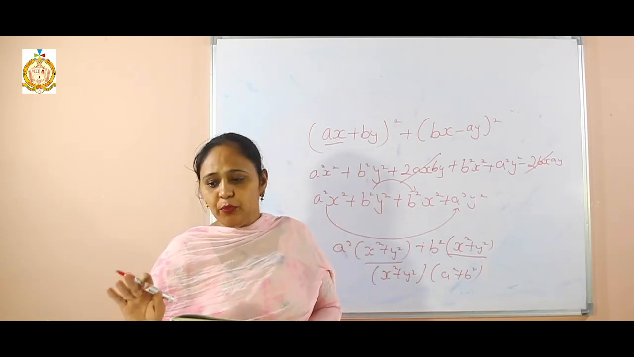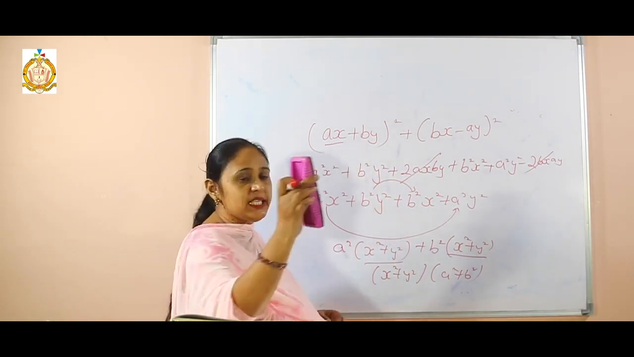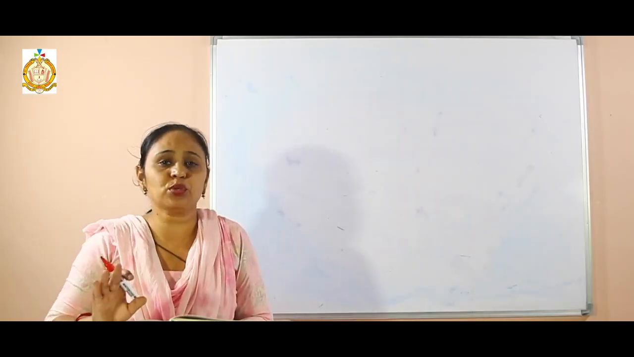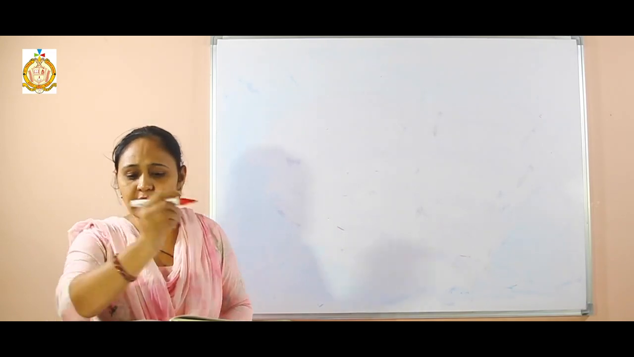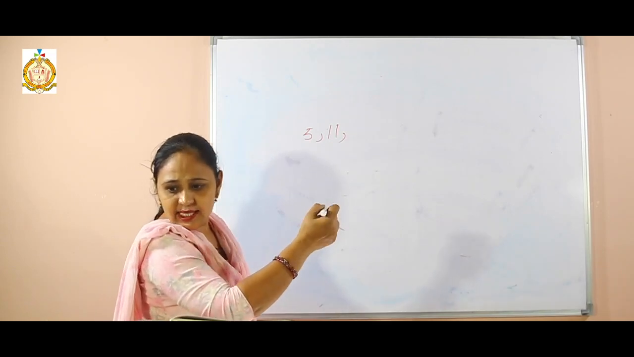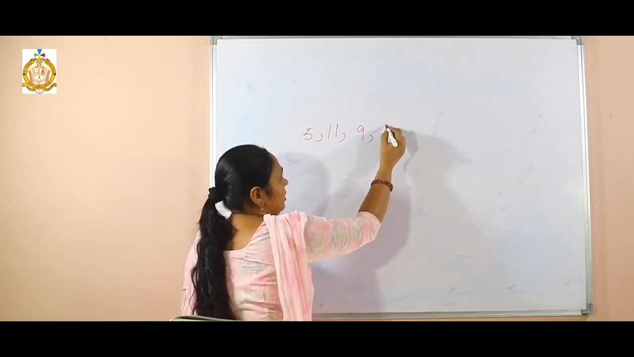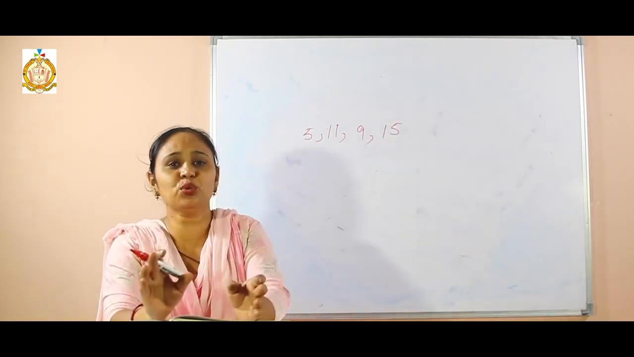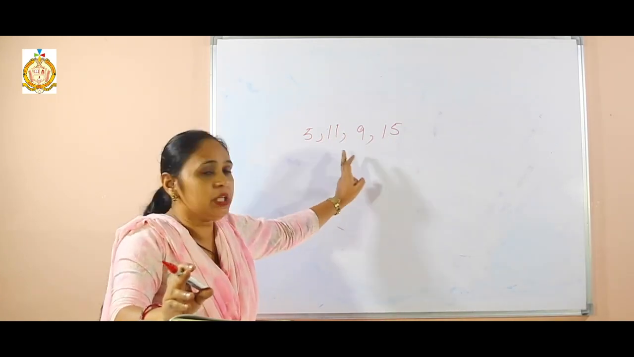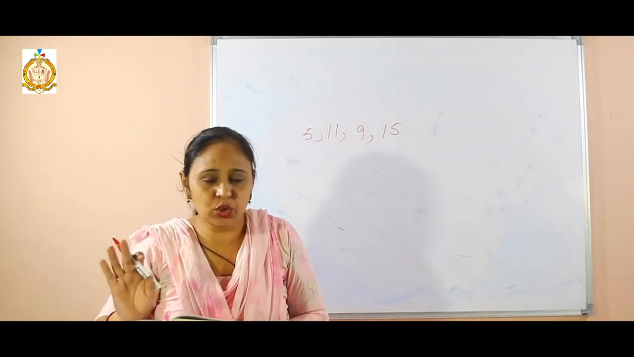Then you have to do exercise 14.2. I am just writing the sums. You have to solve them. That is an assignment for you. So please try to do it. Now I am going to write the sums on the board which you have to solve. Clear? 14.2 exercise, sum number 5, then sum number 11, next is sum number 9, and the last one is sum number 15. I am not giving you too many sums. I am just giving the 4 sums of different methods. If you are able to solve these 4 sums, that means you are able to do the whole exercise. So you have to try it.